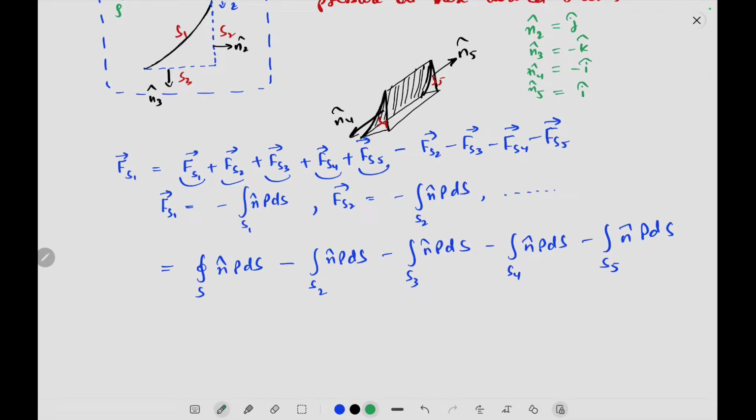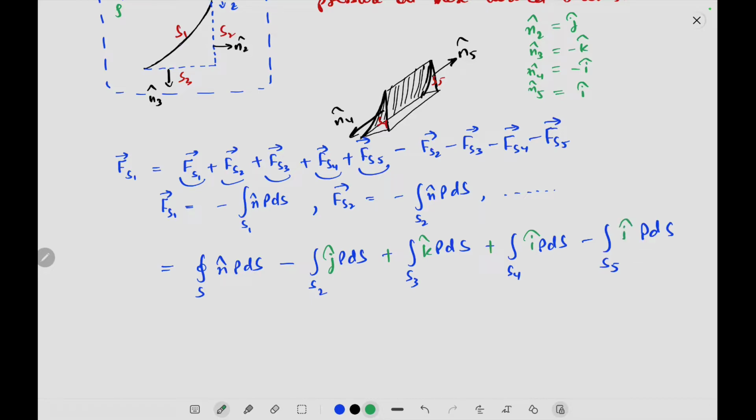So we'll just replace these n vectors with the unit vectors. Let's just replace them. So for S2 my normal vector was j hat. For S3 my normal vector was minus k hat, so this will become like that. Then for S4 the normal vector was minus i hat, so this will become like this. And for S5 this is i hat, so this will become like that.